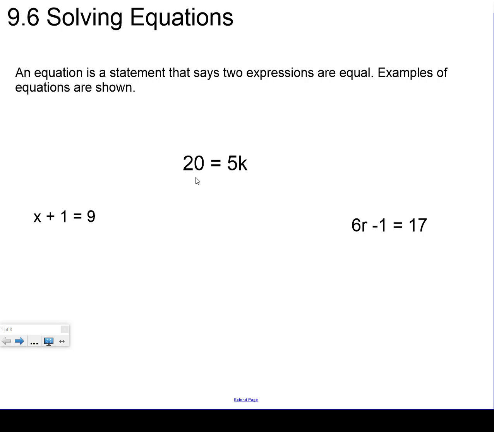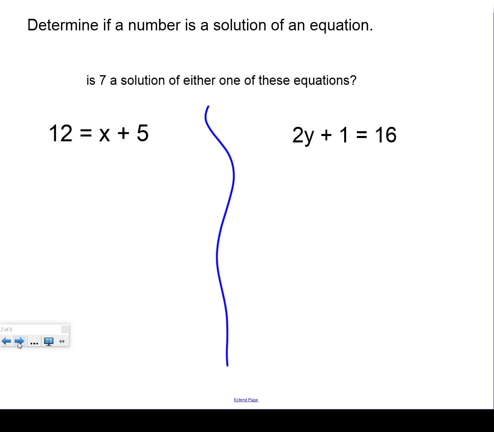20 is equal to 5k. Well, 20 is equal to 5 times whatever k is. Same thing with this last one: 6 times r minus 1 is 17, right? They're going to be the same on both sides. So that's what these are saying.